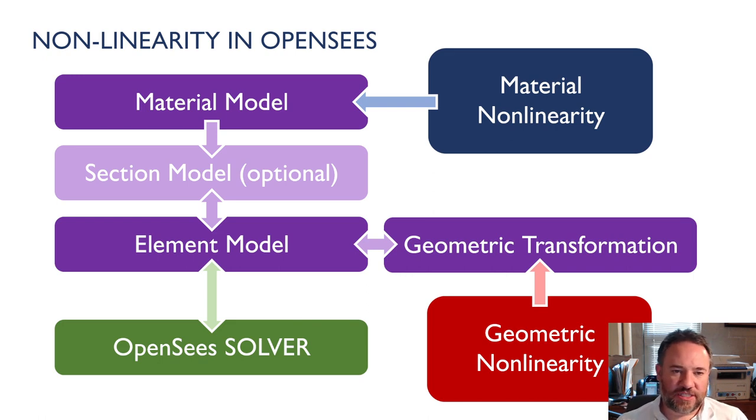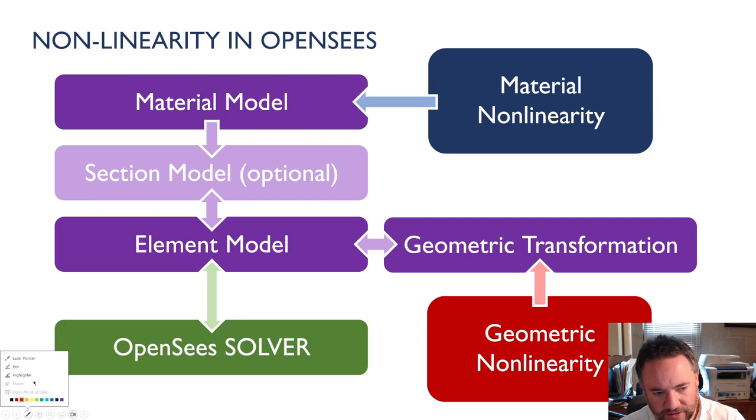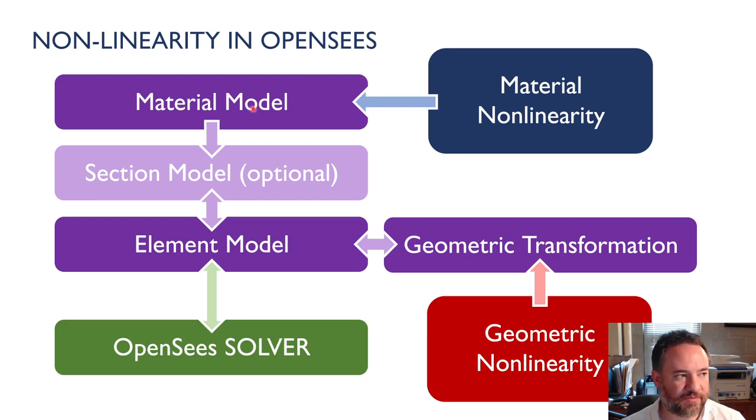So in OpenSees specifically, this is the way that all of the pieces fit together when we're talking specifically about nonlinearity. We have the model on the left of the slide. So the model is built up in a way where we first define materials. Let me get the pointer. We first define materials. Then those materials will go into our elements. So if we have a steel material and then we make a steel beam, then the steel material will be used in a steel beam and that beam is an element. Optionally, between those locations, I might have sections, which we're going to talk about later on in this lecture.